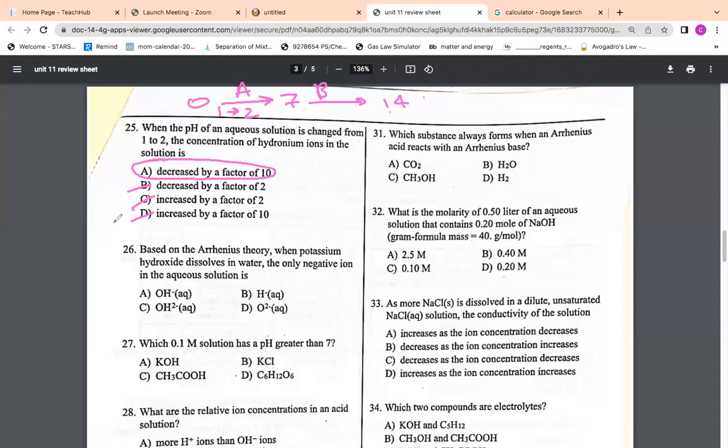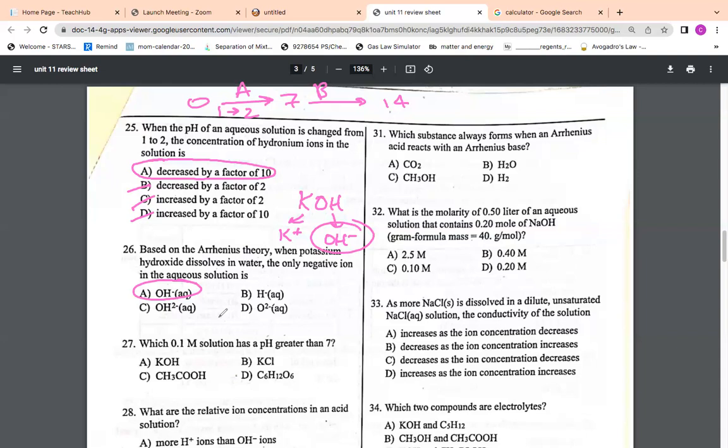26, based on the Arrhenius theory, when potassium hydroxide dissolves in water, the only negative ion in the solution is... This breaks up into potassium and hydroxide. So the only one is hydroxide, and it has a negative charge, negative one. You can find this in table E. Please be comfortable and please be familiar with the polyatomics.